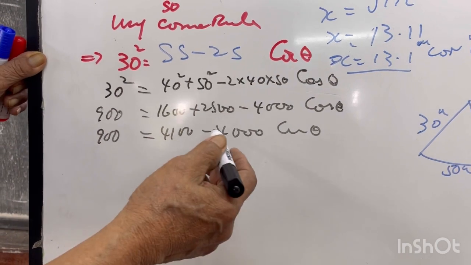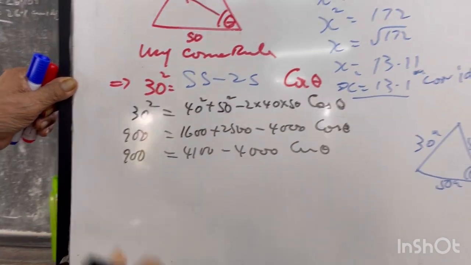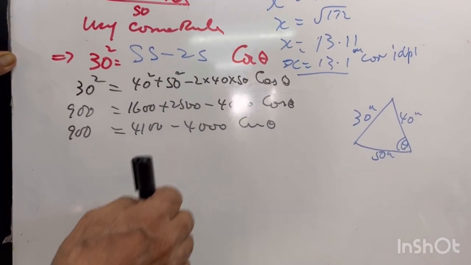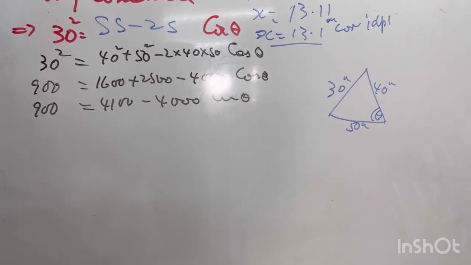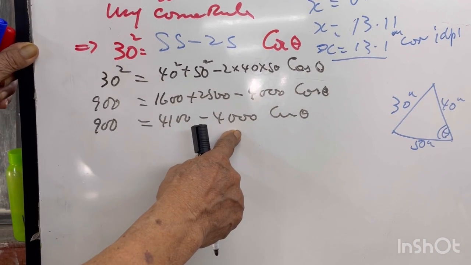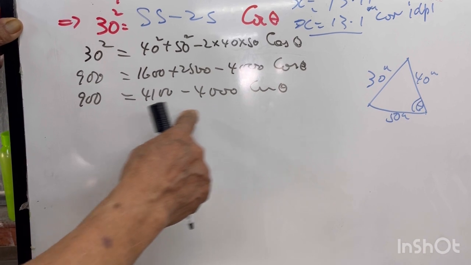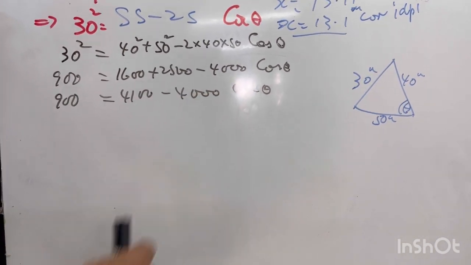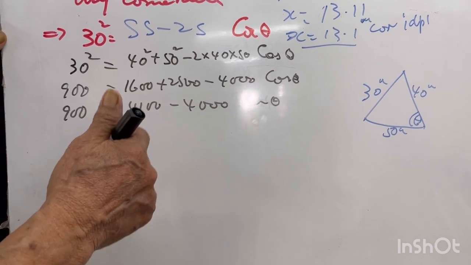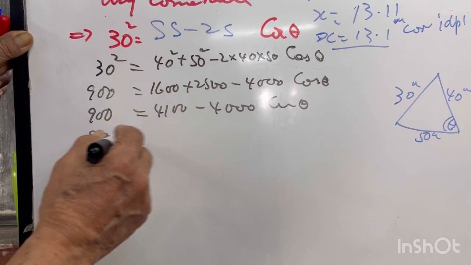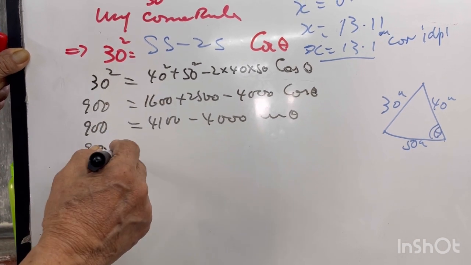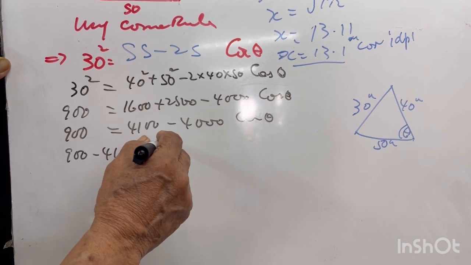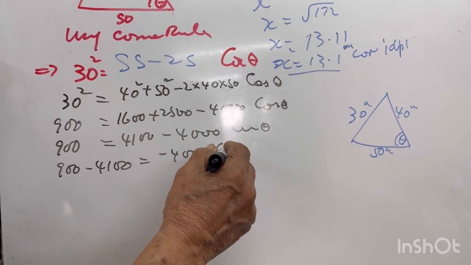Now many persons have a tendency to subtract. Don't fall into that trap. You're doing an equation. The equation says, what is it you want? You want this. What is it I don't want? I don't want this. What is this doing to this? Multiplying. What is this doing to this? Adding. I get rid of multiplication last. I get rid of this first. So I said 900. This is plus. Get rid of it. Use the inverse. The inverse is minus 4100, equal to minus 4000 cos the angle.